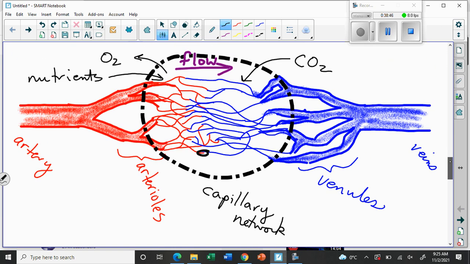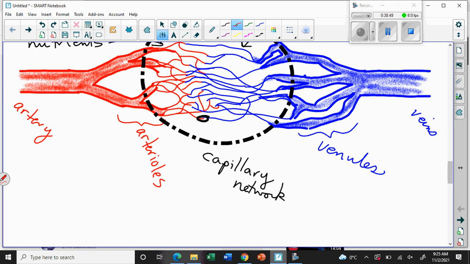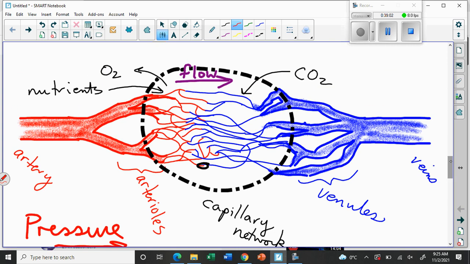Now, I want to go back and just mention something. The artery here is under pressure, remember? Because of the pushing from the left ventricle, pressure this way. But when you take something under pressure and distribute that pressure into a whole bunch of tiny little tubes, the total pressure is the same, but it's now divided up, which means the pressure in each tube is now much less. Does that make sense? All the pressure in one tube is a lot of pressure on one tube.